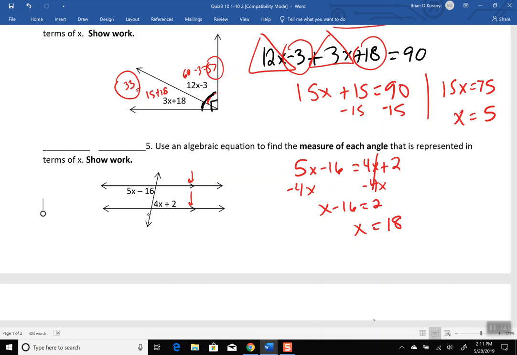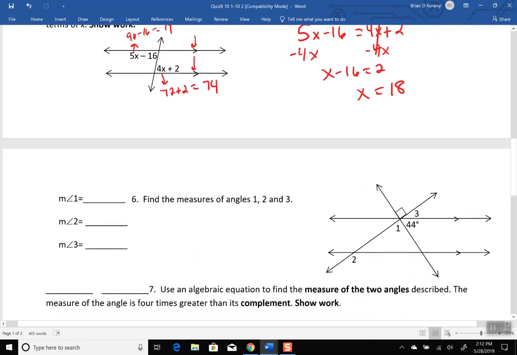And again, I have to go back and plug it in. So 4 times 18 would be 72. 72 plus 2 is 74 degrees. 18 times 5 would be 90. Yes, 90. 90 minus 16 would give me 74. So again, they're equal to each other, so that's right.